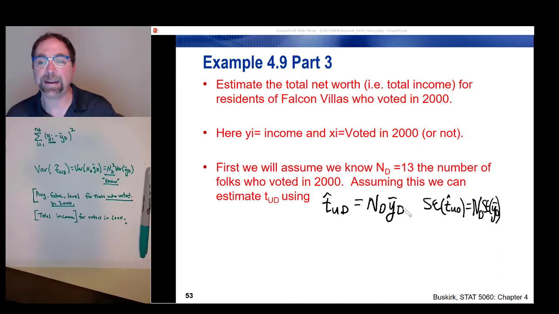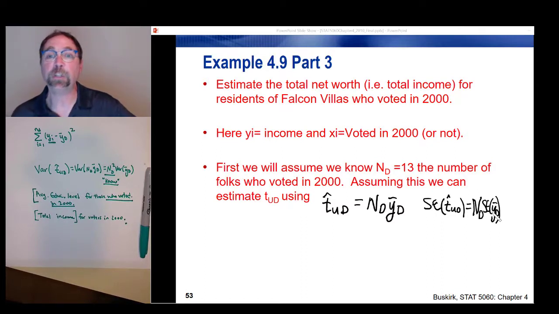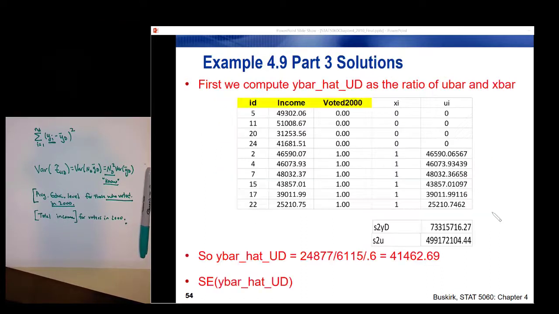And so our t hat ud is going to be this capital N sub d multiplied by the y bar d, or the b hat, if you will. And the standard error of this is going to be N sub d multiplied by the standard error of y bar d. We've computed both y bar d and the standard error of y bar d already in the first part of this example, so we should be able to do this pretty easily now.